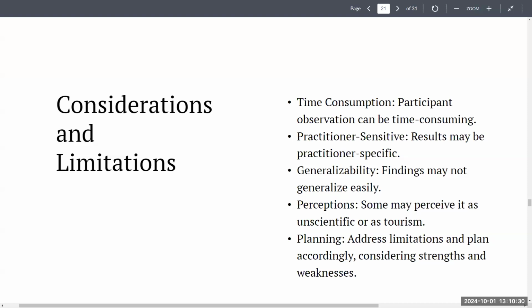And generalization, because the sample size is often small and context specific. That means that the findings may not be generalizable, okay? You may end up encountering people that don't necessarily represent the entirety of the community that you're trying to study. Make sense? Yeah? How are we feeling?